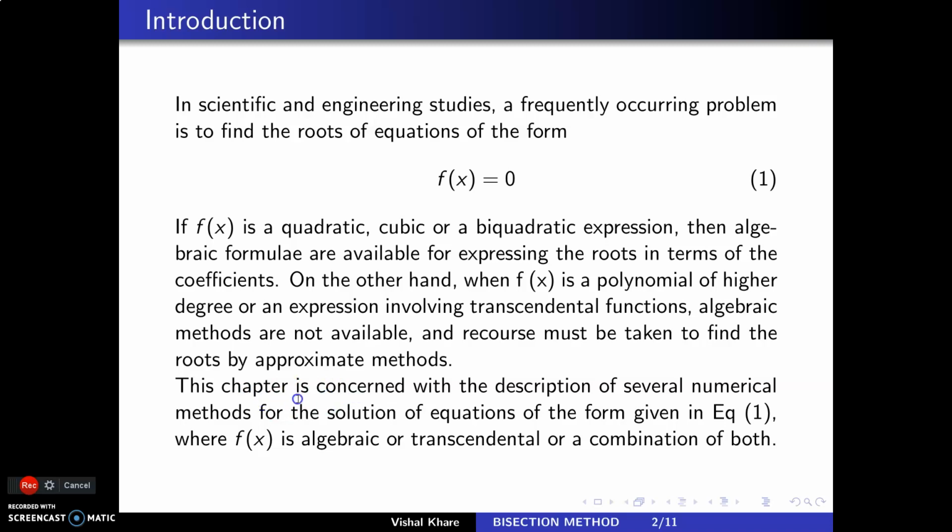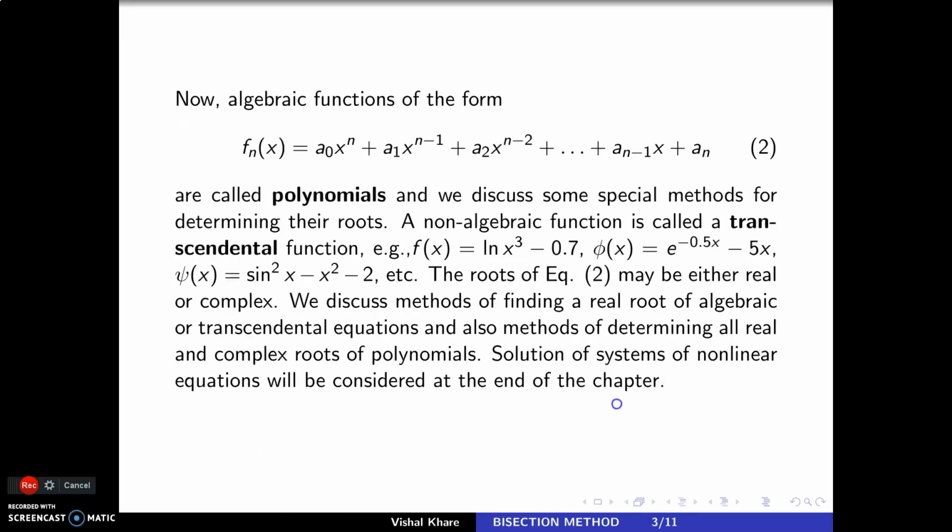This chapter is concerned with the description of several numerical methods for the solution of equation of the form given in equation 1, where f(x) is algebraic or transcendental or a combination of both. Now, algebraic function of the form f_n(x) = a0 x^n + a1 x^(n-1) + a2 x^(n-2) + ... + a(n-1) x + an are called polynomials, and we discuss some special methods for determining their roots.